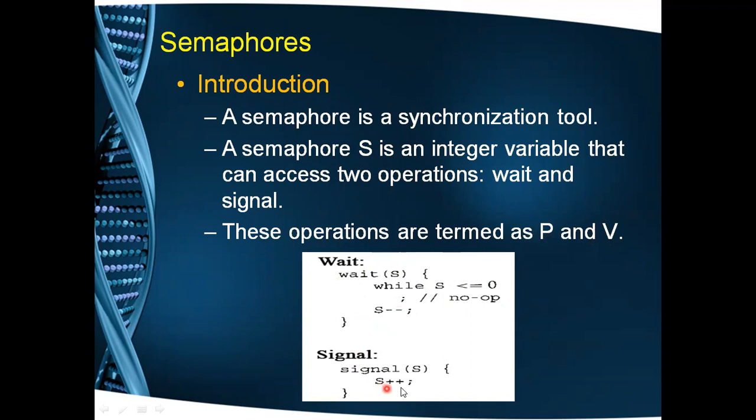This is the definition of wait. This is the definition of signal. In wait, S is nothing but the semaphore variable. If the variable is less than or equal to 0, no operation is performed. Otherwise, it will be decremented. In signal, we just increment the semaphore variable value. Whenever there is a signal operation, the value will be incremented. During the wait operation, the value will be checked. If it is less than or equal to 0, no operation. If it is greater than 0, the process can be allowed to enter into the critical section. During that time, it will be decremented.